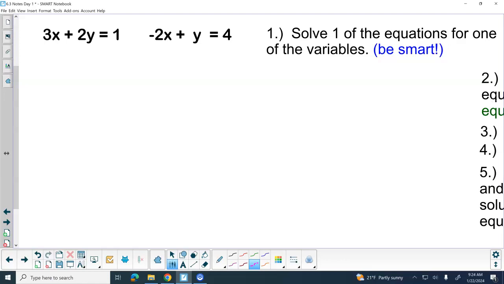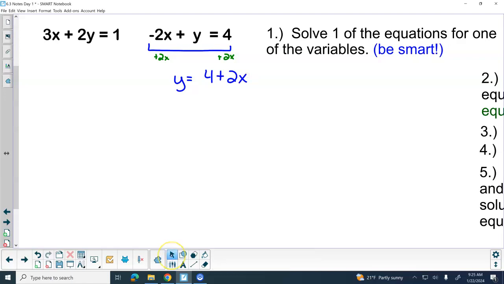Why is that the smart one to solve for? Because it's just y, right? It's just y all by itself. So I'm going to solve this equation for y. By doing that, I'm going to have to add 2x to both sides, and that gives me y equals 4 plus 2x. That's the first step. You've got to solve one of the equations for one of the variables. Doesn't matter which one, it all works out.